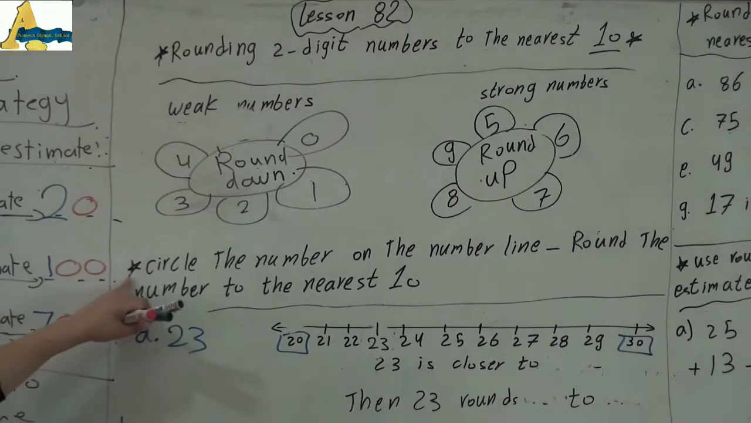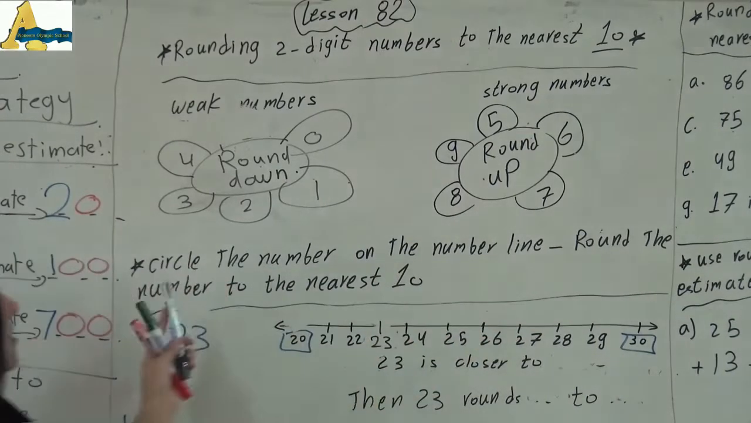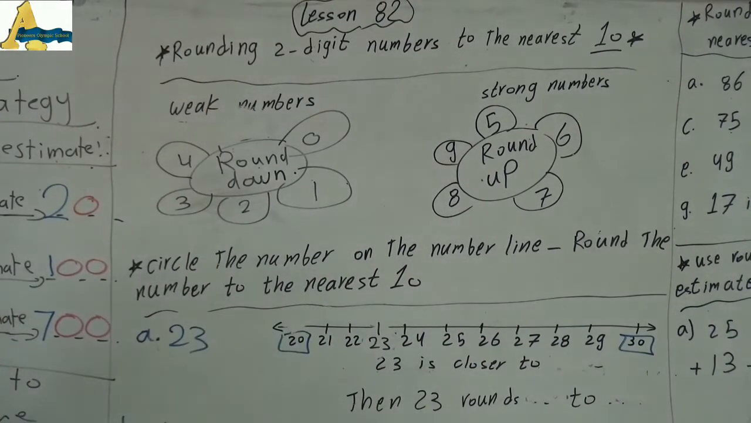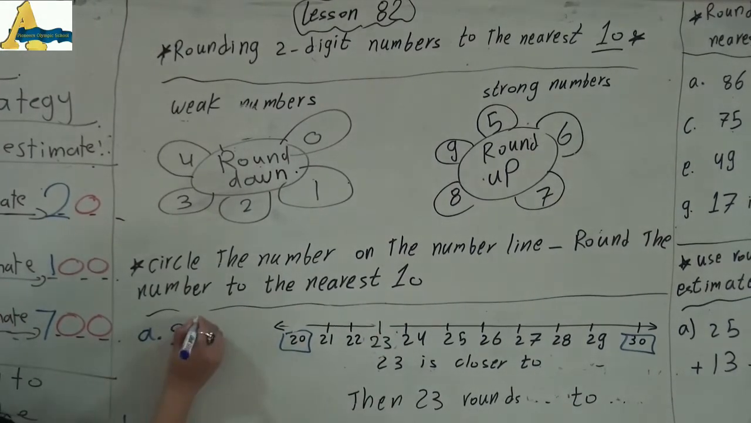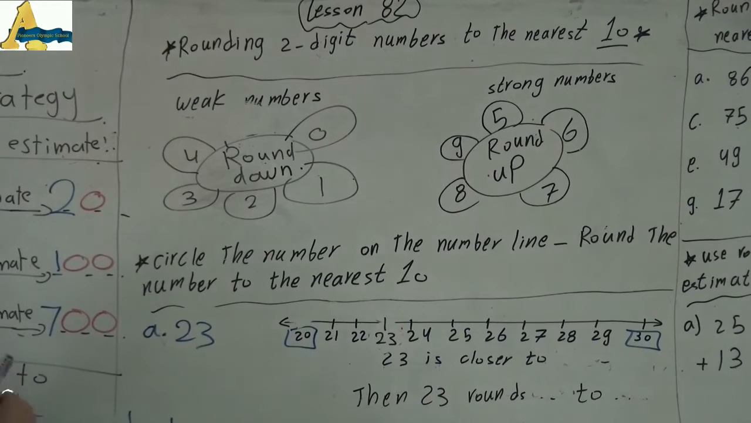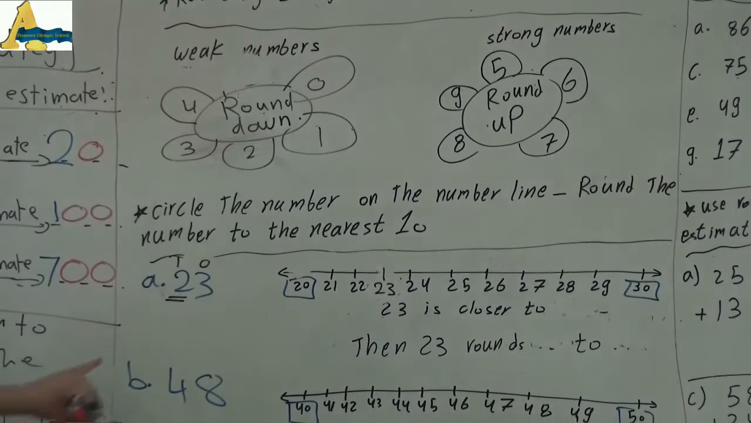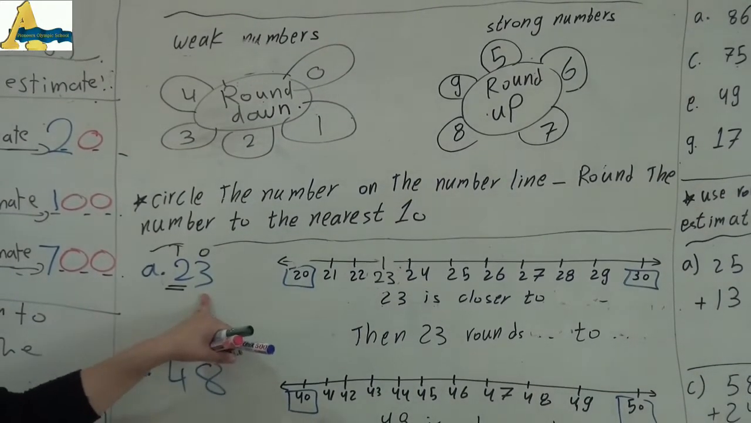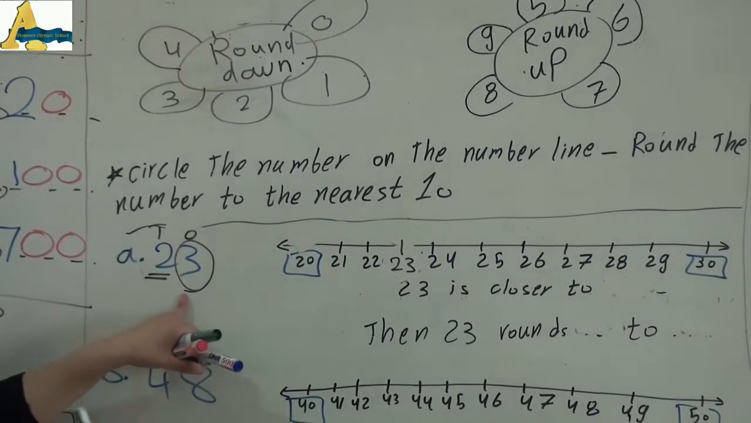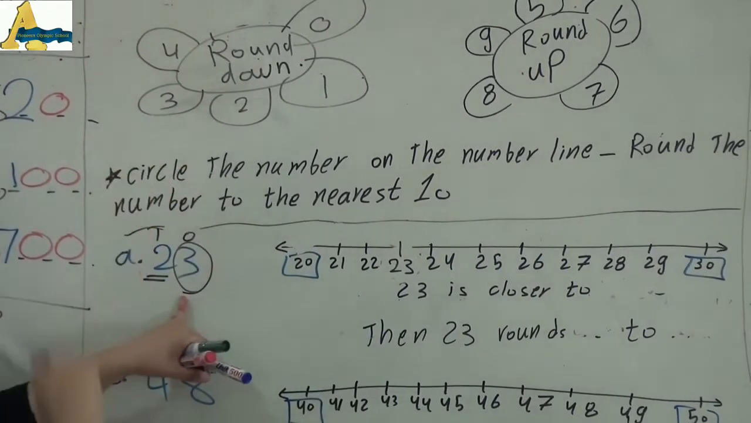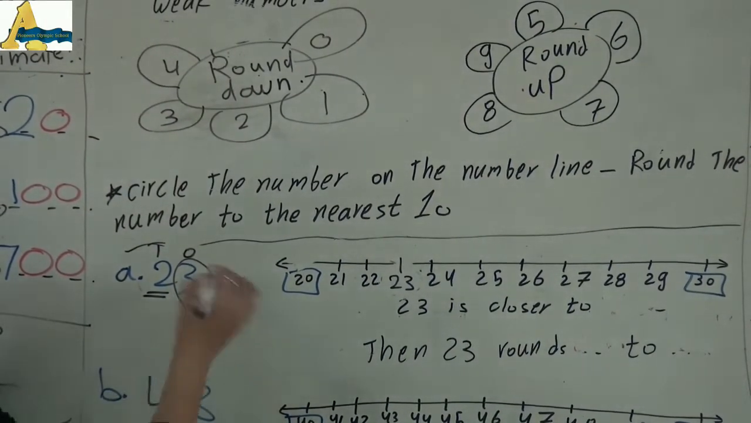Let's see the example here. Circle the number on the number line, round the number to the nearest 10. First of all, here he wants you to make it to the nearest 10. So here I have ones and tens, right? He wanted the nearest tens. If he wanted the nearest tens, I'm going to see the number before the tens. What's here? The number is 3. Is 3 strong or weak? 3 is a weak number. So this means it will go to a smaller number.